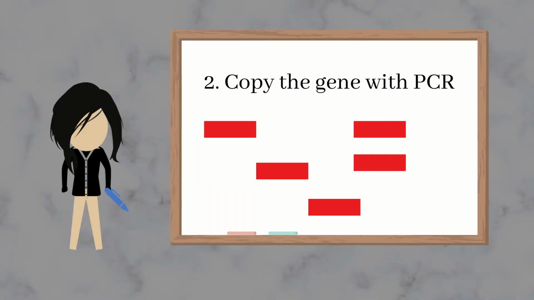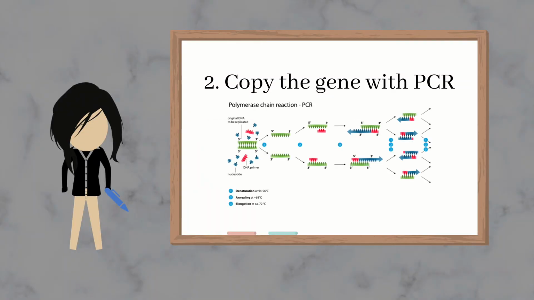Now we need to make a large number of copies of the gene. To do this, we need something called a PCR machine, and you can think of it as like a DNA copy machine, like how you have a copier that copies papers. You can also copy DNA, and you use the machine to make copies of the gene.